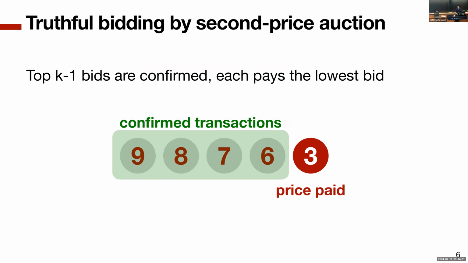Yes, we can. Why not just run a second price auction? So in the context of blockchain, K is the block size. In this example, let's say K is 5. Then the top K minus 1 bids are confirmed, and everyone just pays the lowest bid in the block. So in this example, the first 4 transactions are confirmed. Each one just pays $3. Okay, sounds good. So could we just run a second price auction on blockchain?